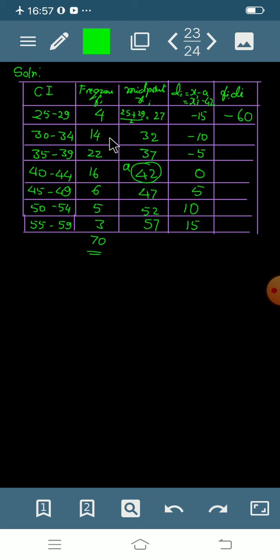Minus 10 into 14, that is minus 140. And 22 into 5 is how much? Minus 110. Next, 16 into 0, that is 0 itself. 6 into 5, you know, that is 30. 5 into 10, that is 50. And 3 into 15, that's 45.